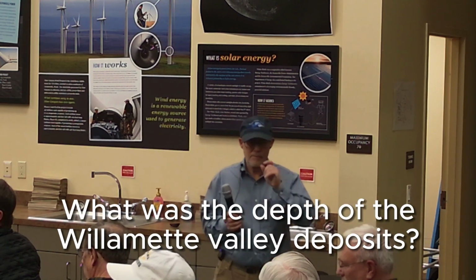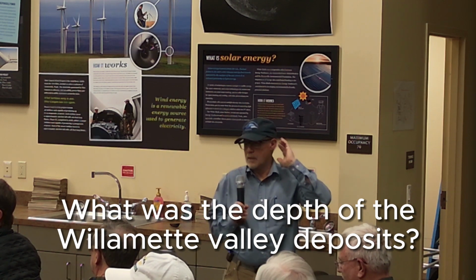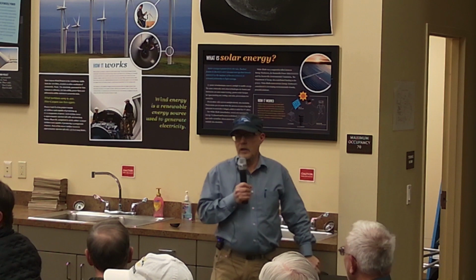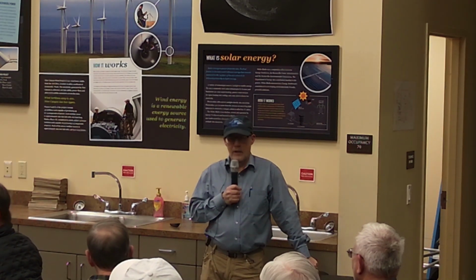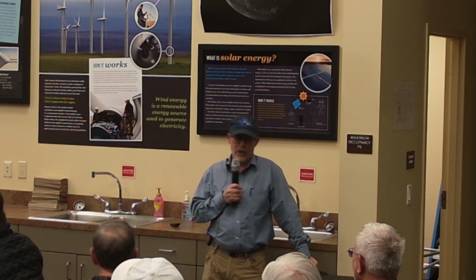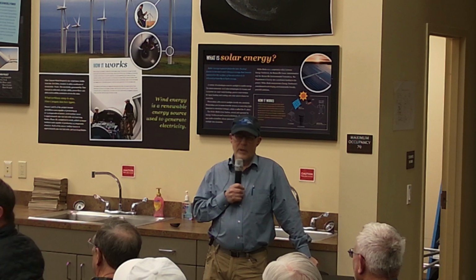Online, it's asking what was the depth of the Willamette Valley deposits? The depth of the water in the Willamette Valley was 400 feet. No, wait a minute, 300 feet, because the floor of the valley is about 100 feet. So you subtract 400, you get, it was 300 feet deep.